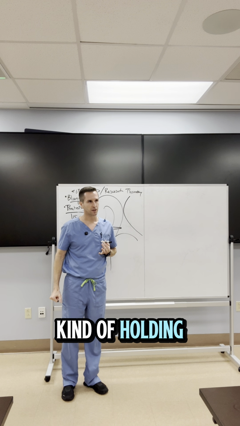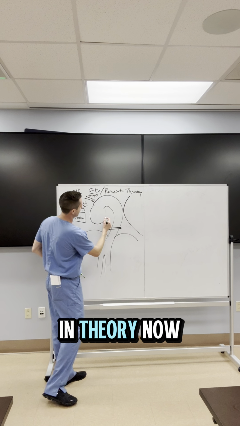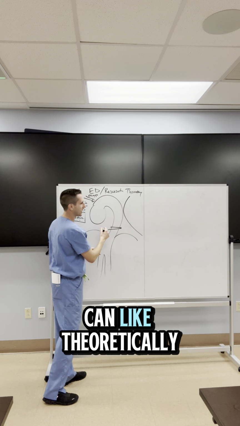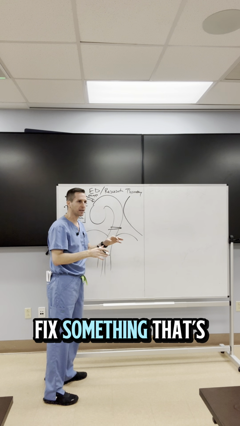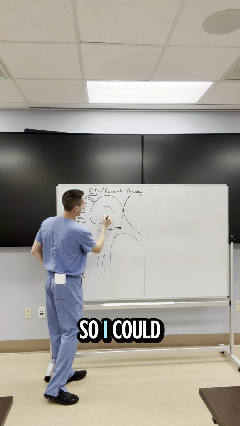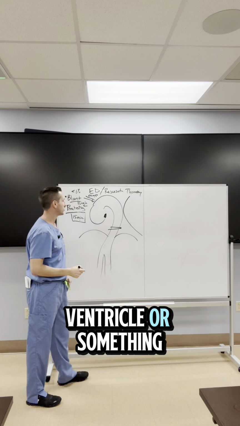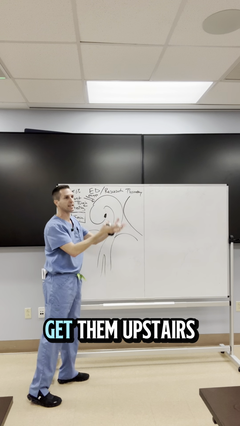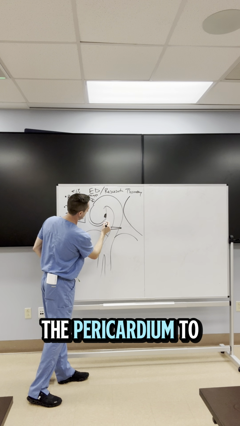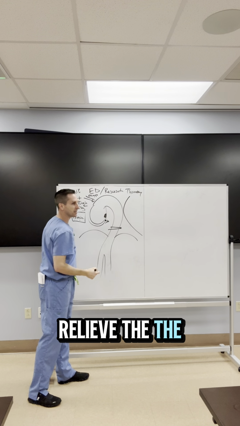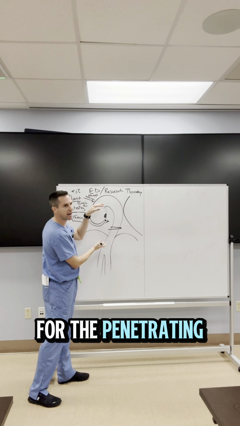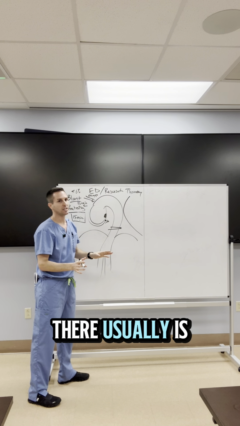It's because that's kind of holding pressure there, and it's not really bleeding. Well, in theory, now I'm in the chest here. I have the heart exposed. I can theoretically try to even fix something that's going on from that penetrating injury. So I could theoretically maybe put a suture on the ventricle or something to stabilize this patient, at least to get them upstairs to the operating room. I can open the pericardium to relieve the cardiac tamponade. So there's something that I can do for the penetrating, whereas the blunt, there usually is not.